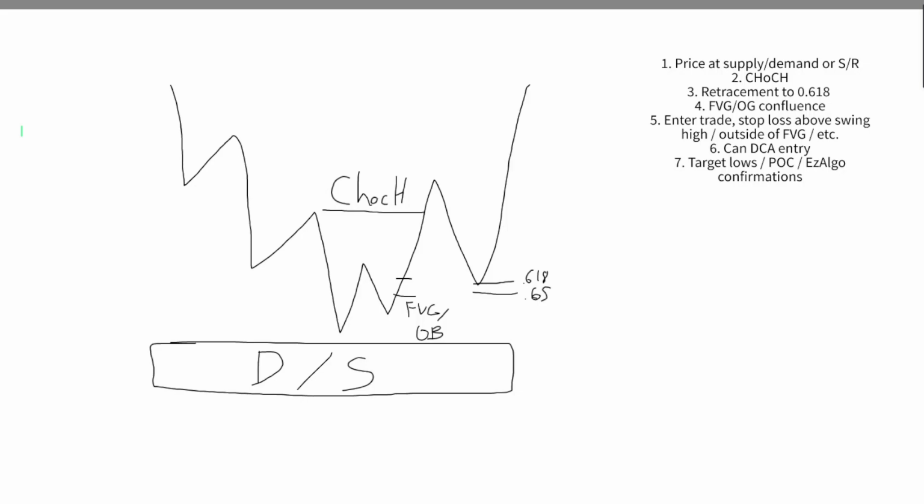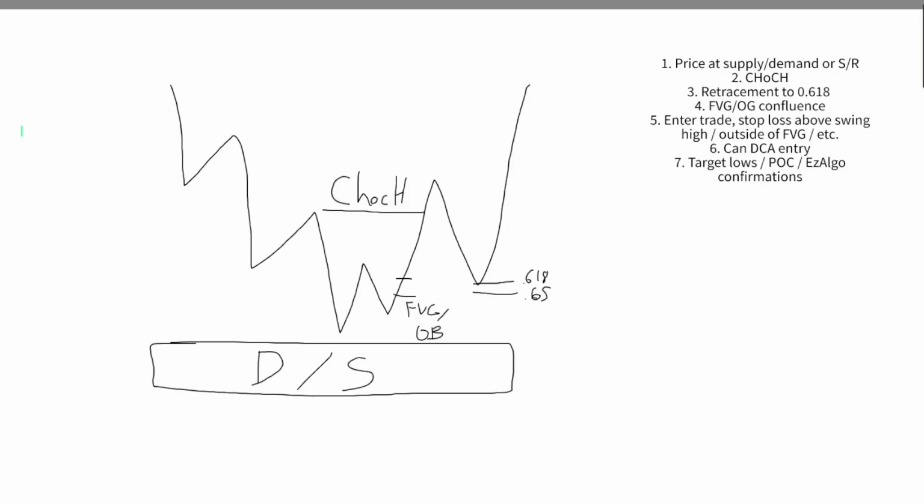All right, step number two, you're going to be looking for a change of character. Now, this in essence is a shift in market structure. So in a downtrend, you're going to see lower lows and lower highs, right? The change of character is when you see that shift in market structure, and then you start to see higher highs and higher lows. So the change of character in this case on this little diagram I pulled up would be right here as you make that higher high.